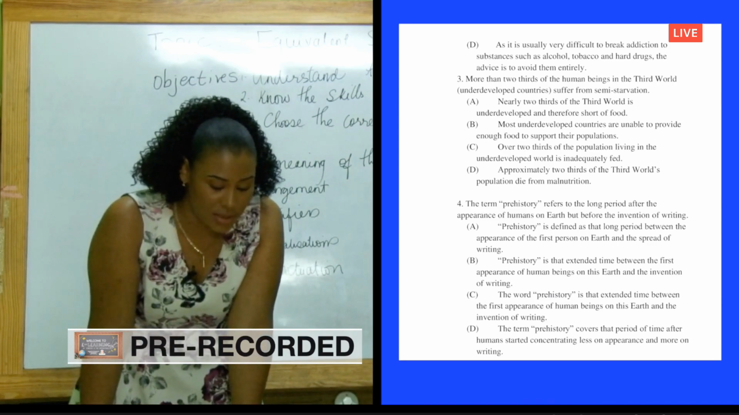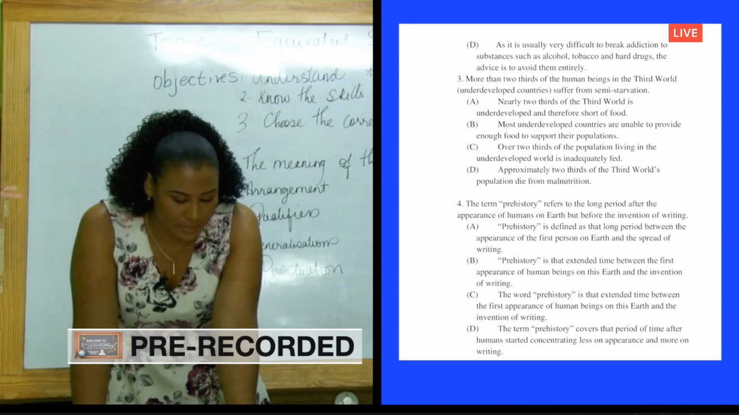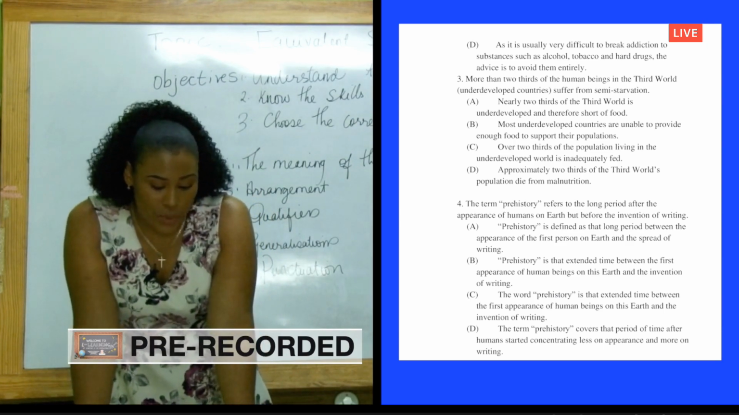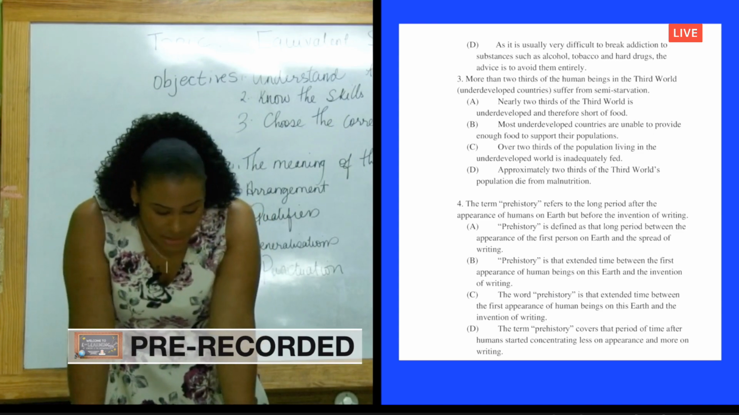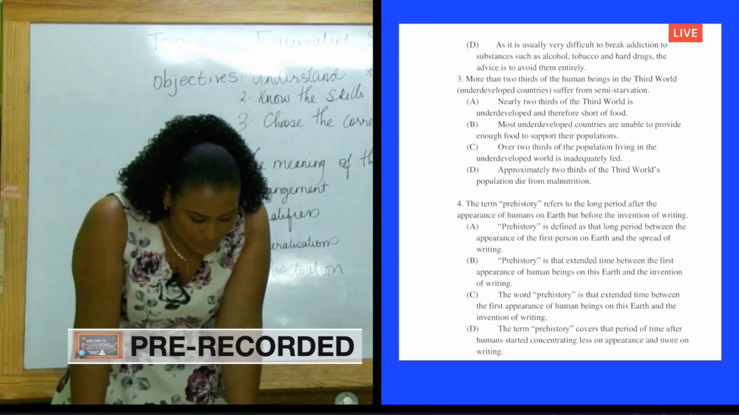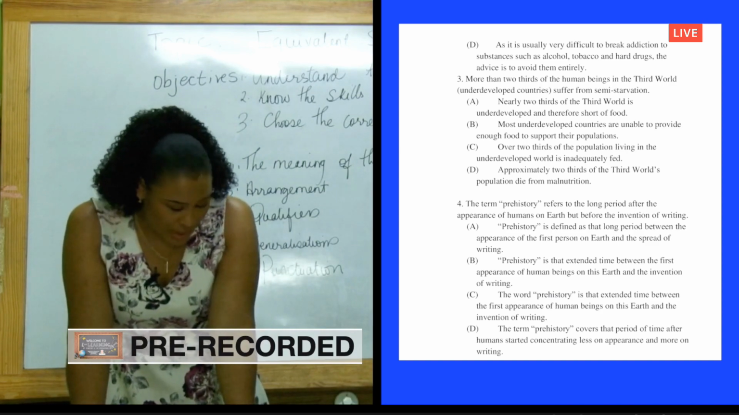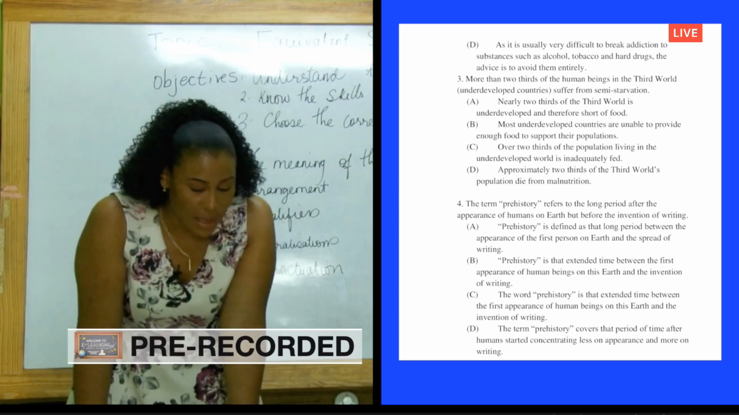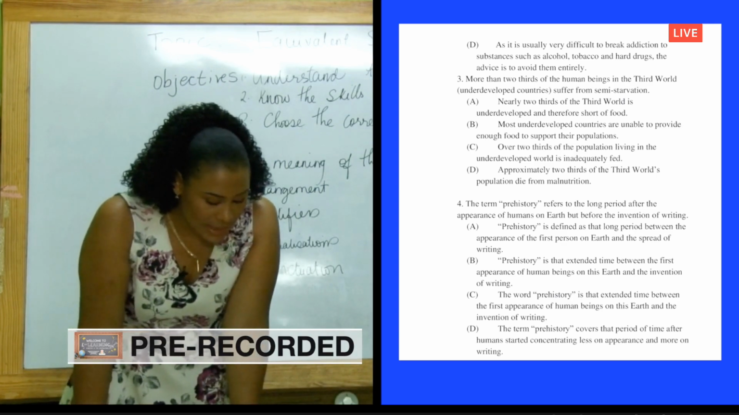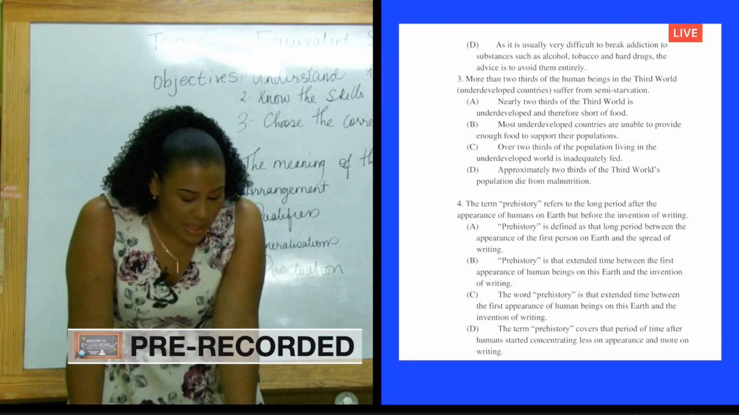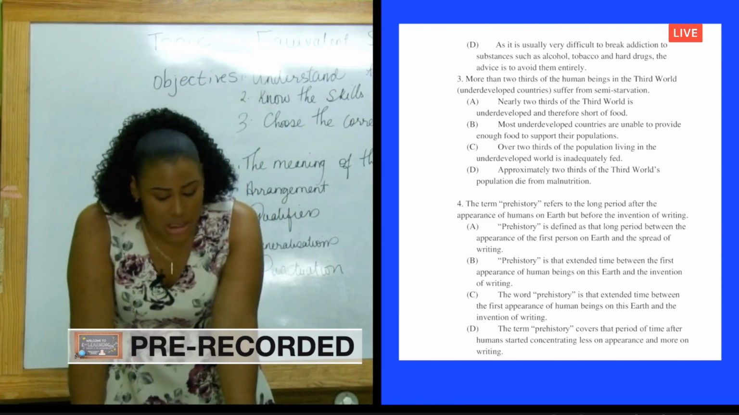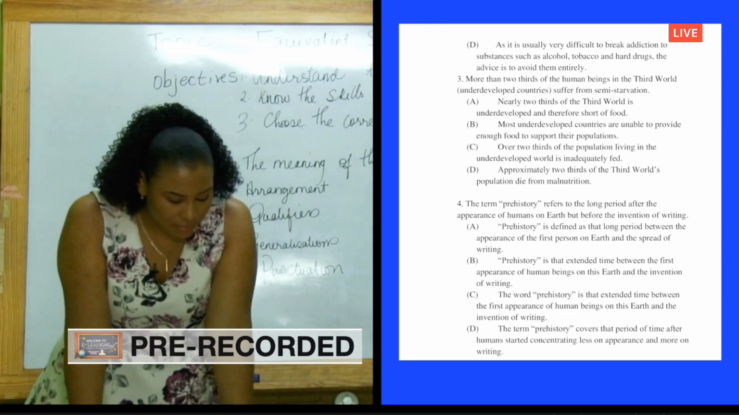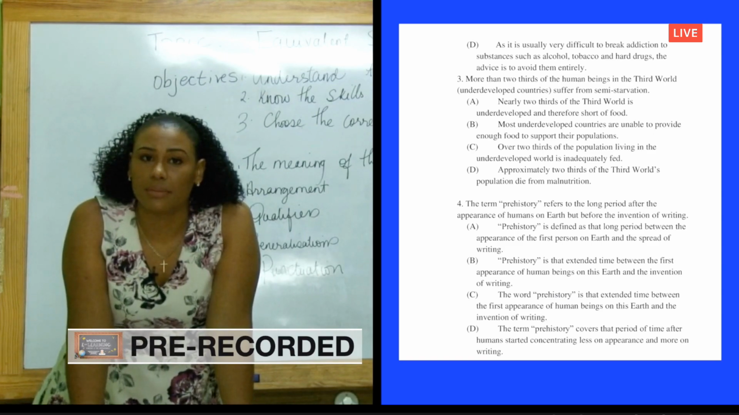A, prehistory is defined as that long period between the appearance of the first person on earth and the spread of writing. B, prehistory is that extended time between the first appearance of human beings on this earth and the invention of writing. C, the word prehistory is that extended time between the first appearance of human beings on this earth and the invention of writing. D, the term prehistory covers that period of time after humans started concentrating less on appearance and more on writing.